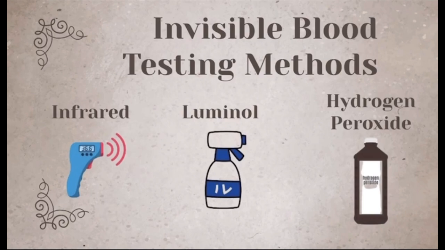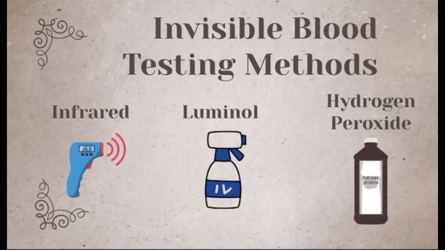Finally, let's talk about hydrogen peroxide. Though we've already mentioned it as a visible detection method, it's also effective in revealing invisible blood. When applied to a surface, hydrogen peroxide reacts with blood to create a bubbling effect, even when the blood is faint or not visible to the naked eye. Hydrogen peroxide is quick and easy to use, and it can be effective in detecting small amounts of blood in places where it's otherwise hard to spot.